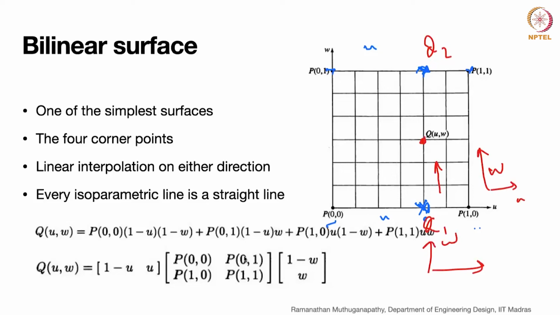So what will this surface look like? Suppose you take all U's and all W's, how will the surface look? Are you guys there? A plane. Okay. So when will it be a plane?